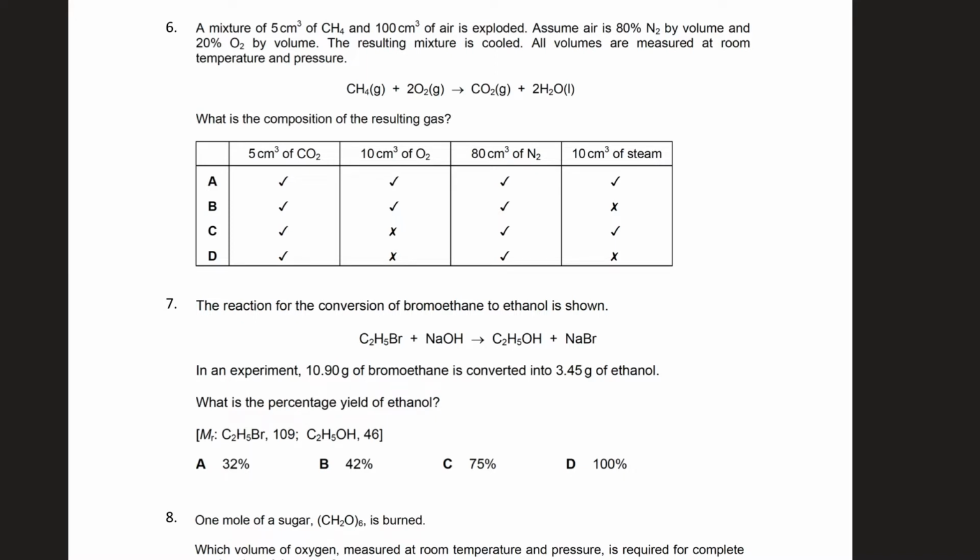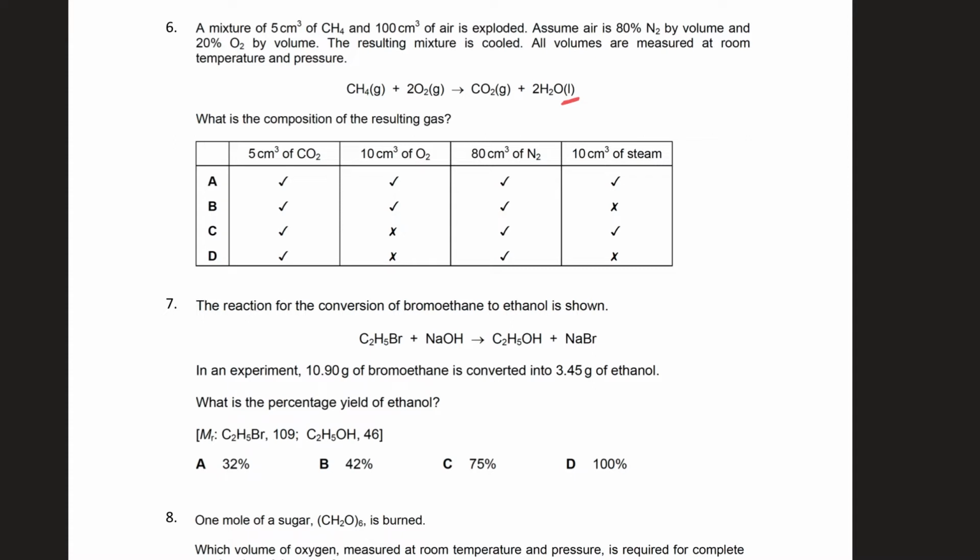Because, for example, if steam was produced, now it is liquid. And that's an important thing to remember in a question like this. What's the composition of resulting gas? Now remember Avogadro's law. Avogadro's law says that number of moles of gases is directly proportional to volume of gases, which means that I can take the number of moles and volume ratio to be comparable.